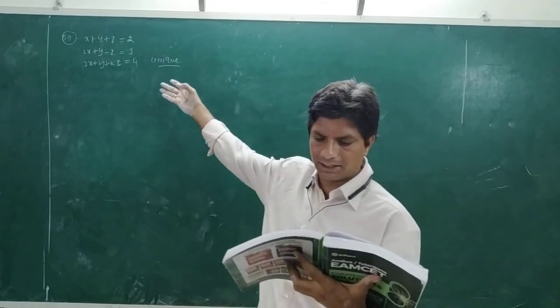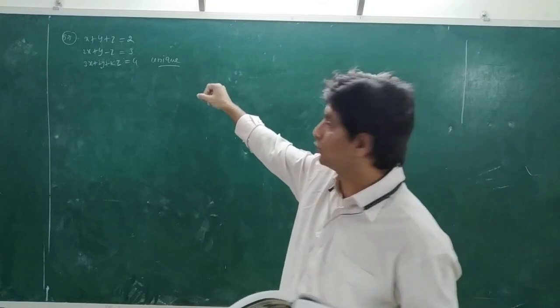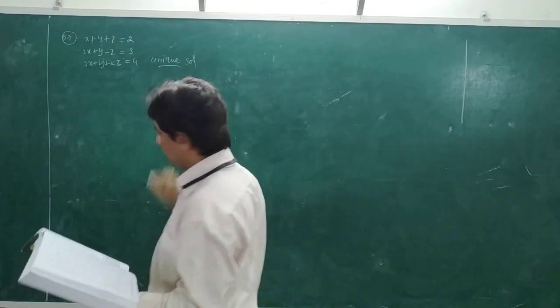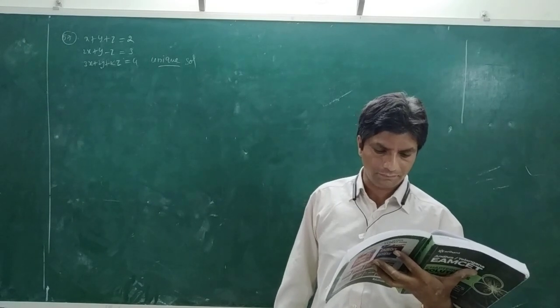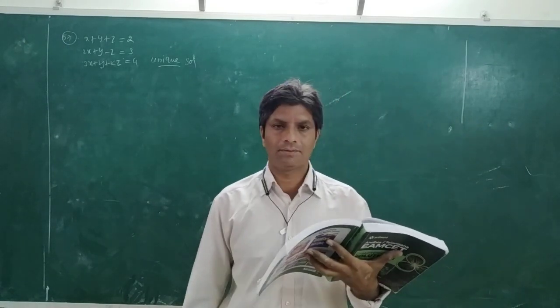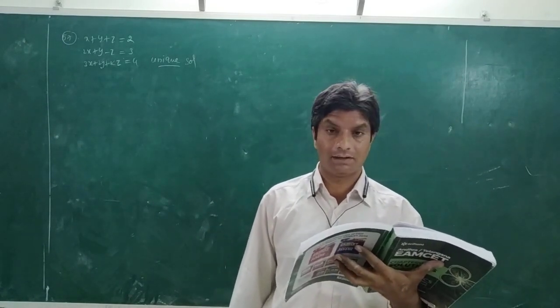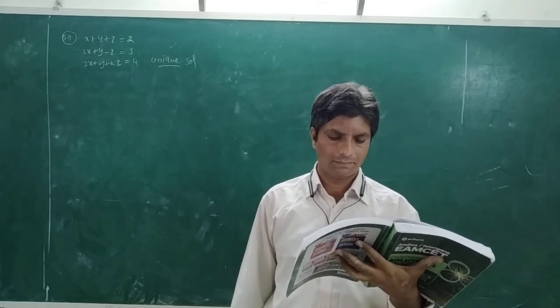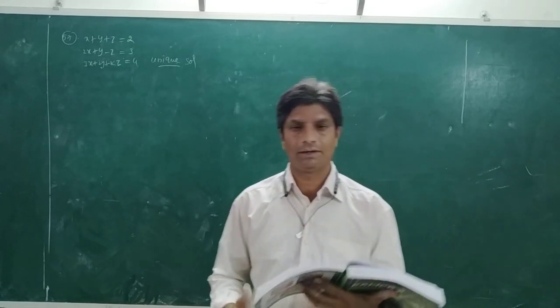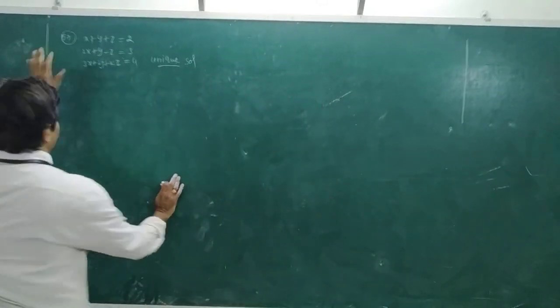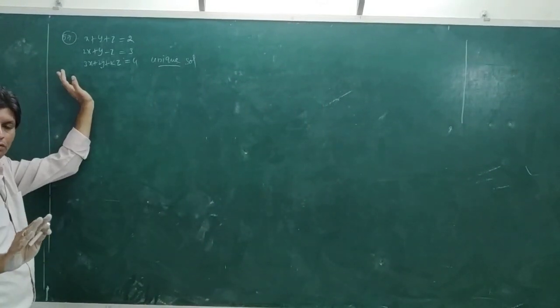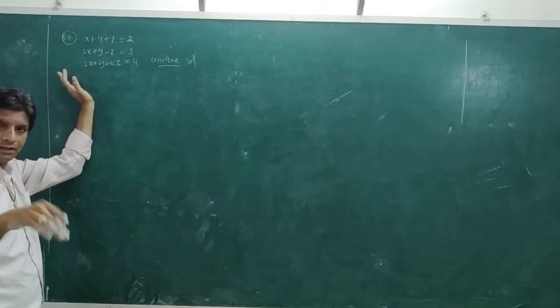Three linear equations are given. It has what type of solution? Unique solution. Then we have to find the value of k. First option, k equal to 0. Second option, minus 1 less than k less than 1. Third, minus 2 less than k less than 2. Fourth, k not equal to 0. Unique solution means what? Rank of A equal to rank of AB is equal to 3.